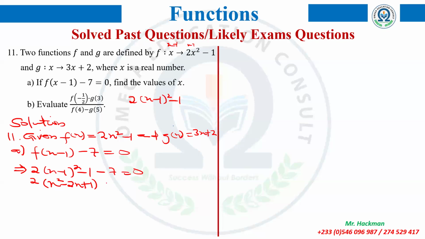You have minus 1, minus 7, so I'll combine that. That will give me minus 8, and that is equal to 0. I will remove the bracket. So 2x squared minus 4x plus 2 minus 8 is equal to 0.